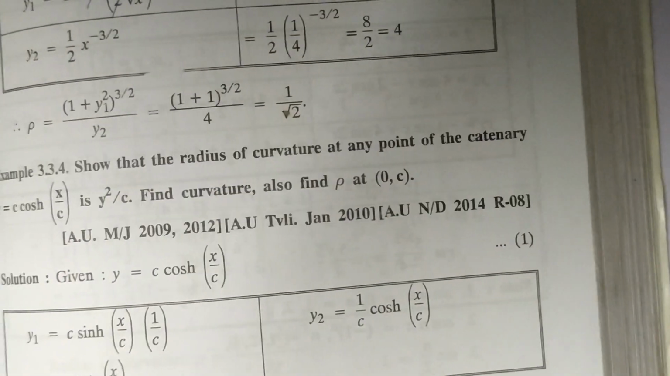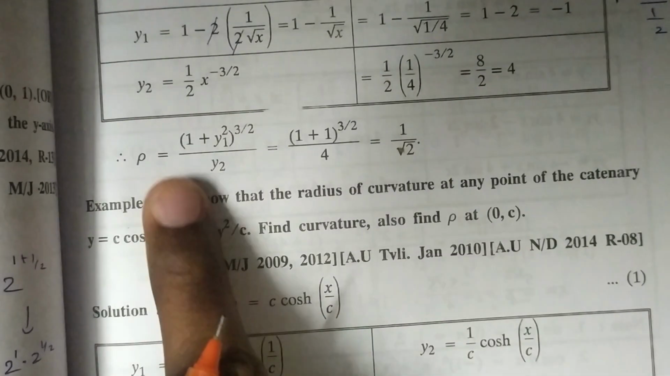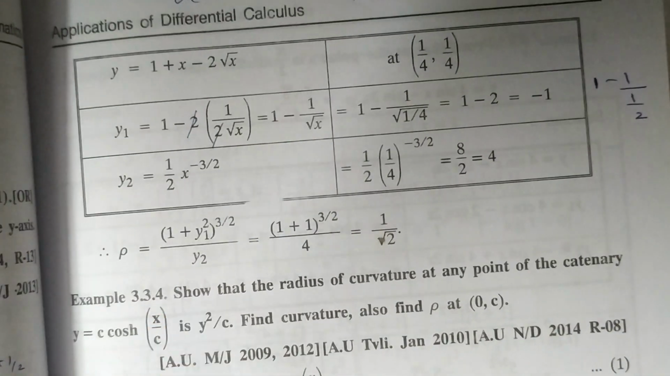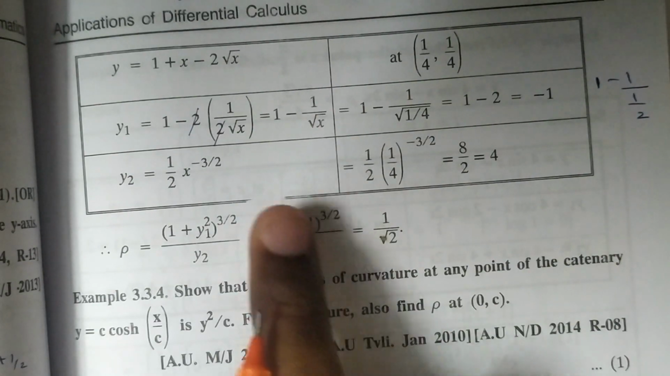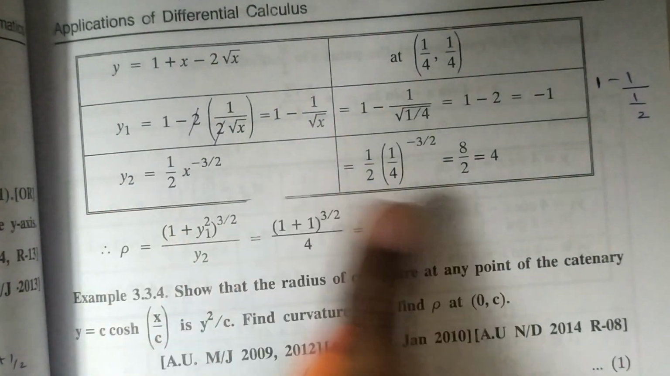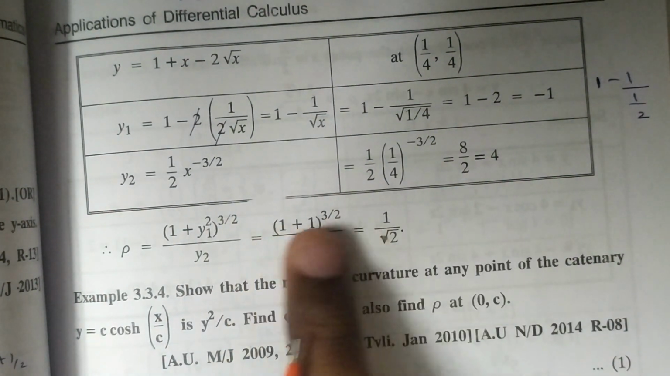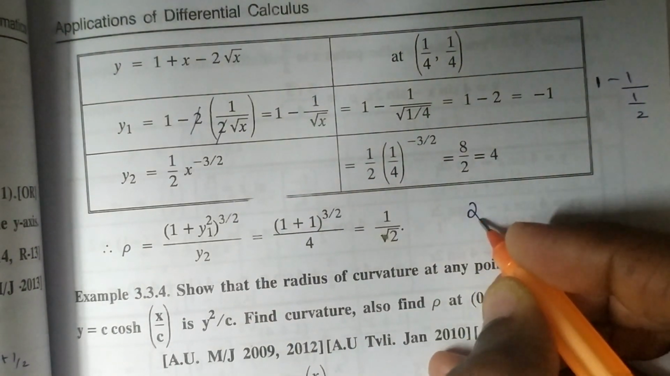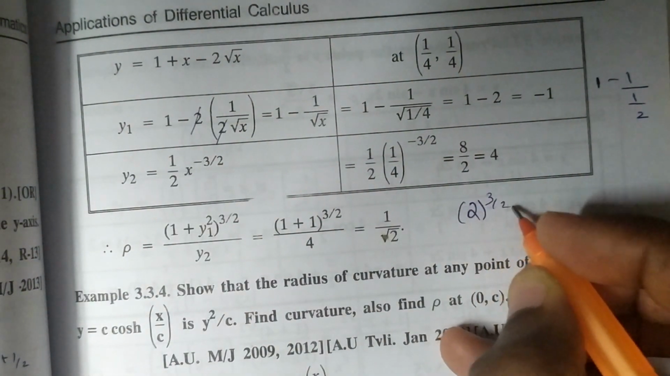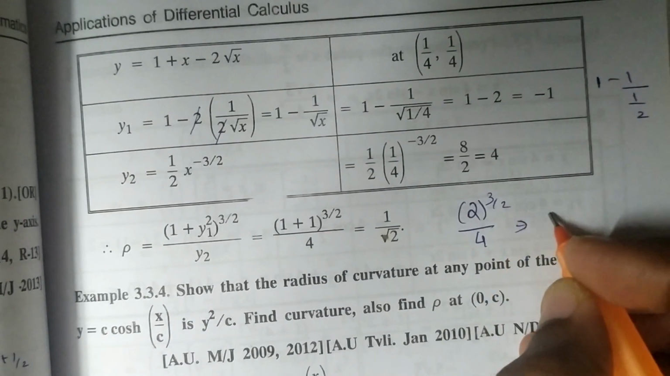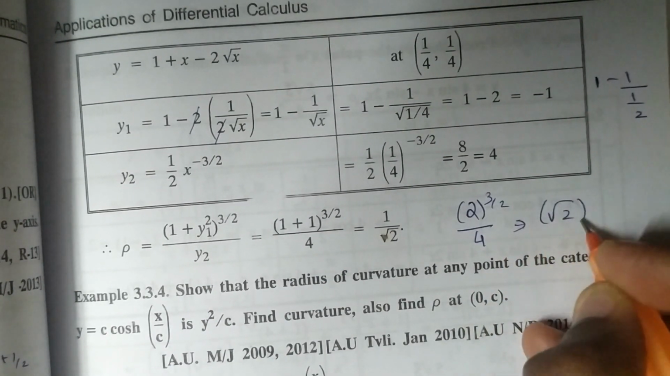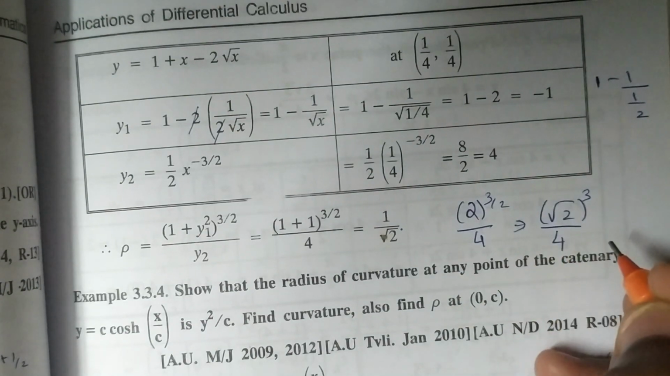Then what you have to do to find the radius of curvature is substitute this in the formula. It's 1 plus y1 square, which is minus 1 the whole square, is 1, to the whole power of 3 by 2, divided by y2 value, which is 4. Then 2 to the whole power of 3 by 2 divided by 4 will come. Then, as I told you, it's root 2 to the whole cube divided by 4 will come.